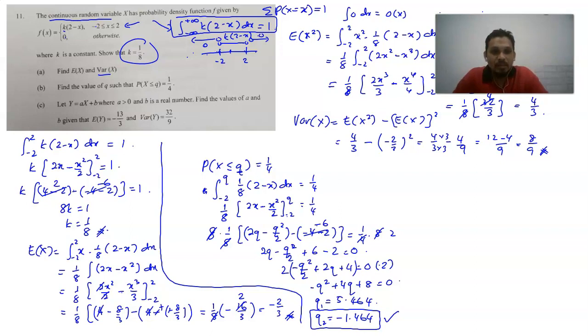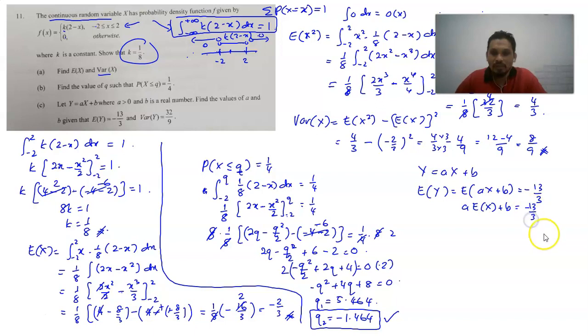Okay, now let y equal to ax plus b, where a is positive and b is a real number. A is greater than 0 and b is a real number. Find the values of a and b given that the expected value of y, which is E of ax plus b, equals negative 13 divided by 3. And the expected value of x just now equals negative 2 over 3. So a times negative 2 over 3 plus b equals negative 13 over 3. Equation 1.